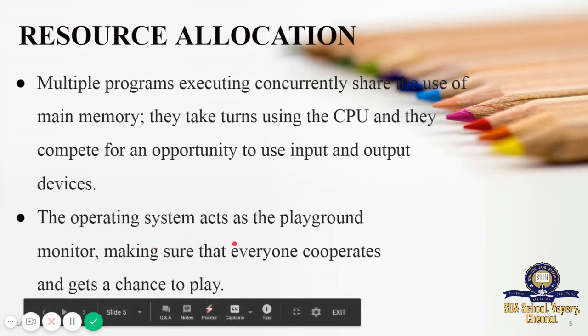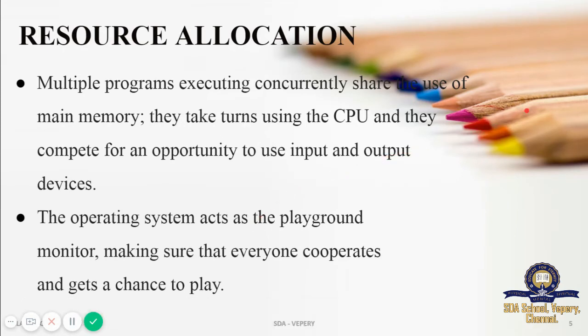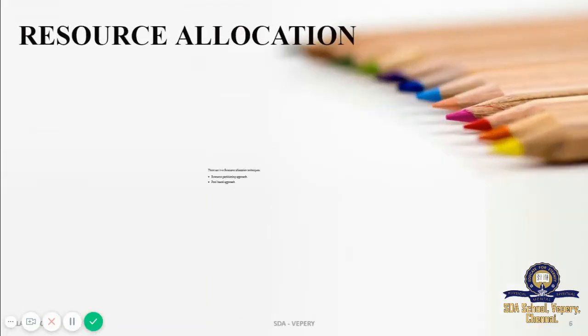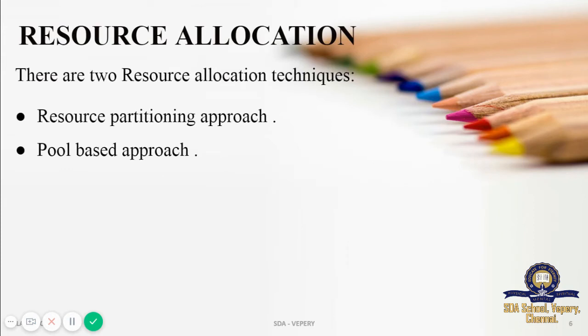Okay, here I'll read it out. The operating system acts as a playground monitor, making sure that everyone cooperates and gets a chance to play. Okay, and so here we have two types of approach. We call this the resource allocation graph approach. So here, what does the resource allocation graph say? The first one is resource partitioning.